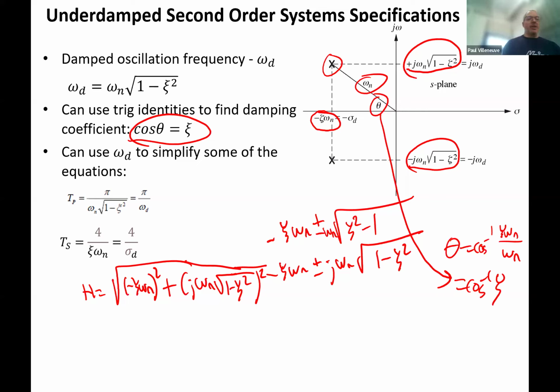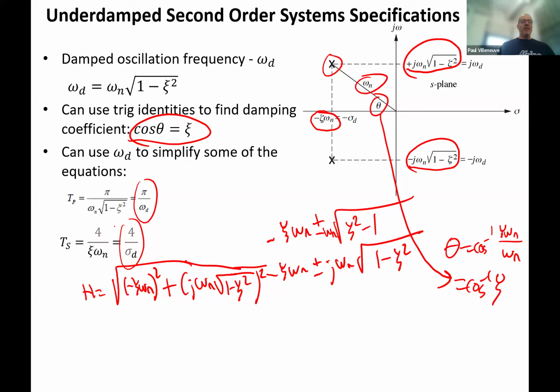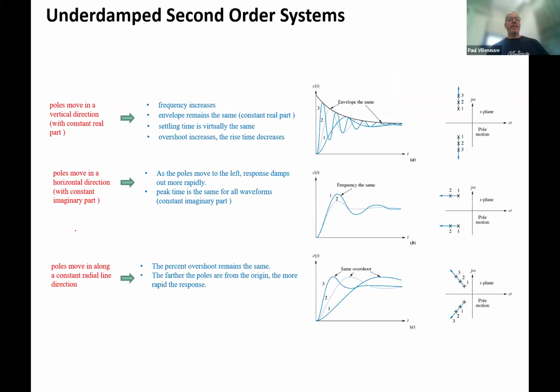And then if you use your omega sub d, not your omega sub n term, you can simplify these equations quite a bit. Here's our peak time. That doesn't change. And we didn't have a settling time before. Rise time we didn't have. Here's our settling time written as a function of that. This term is usually a little bit easier to solve, usually. All right, I think this is the last slide.